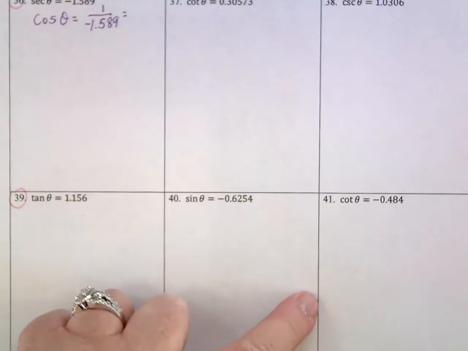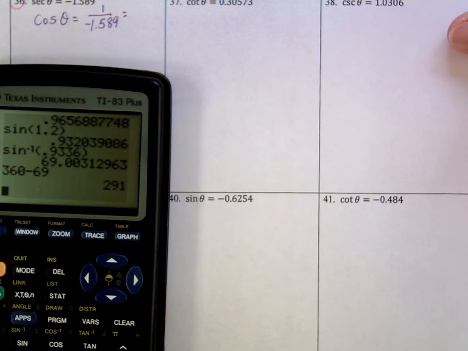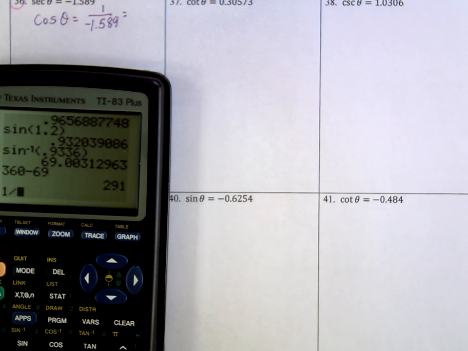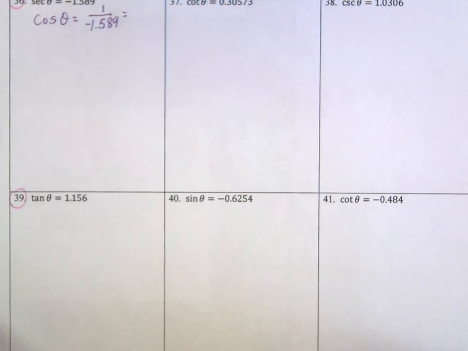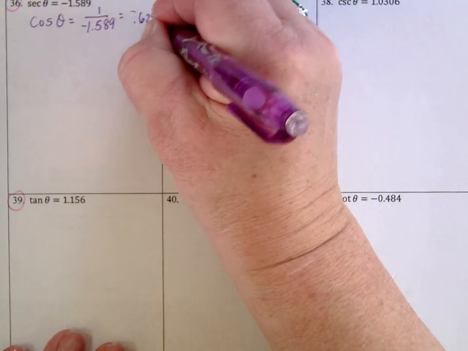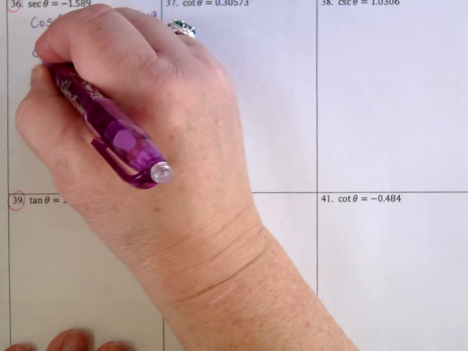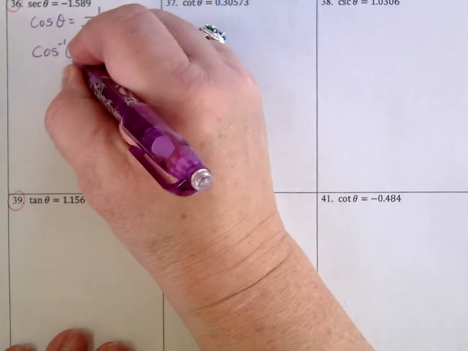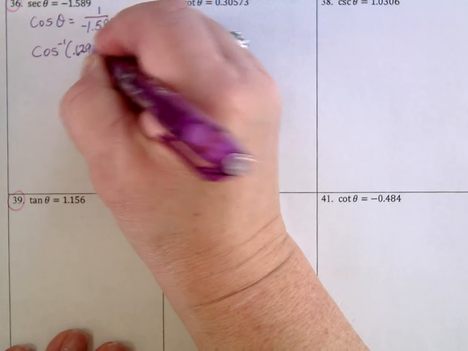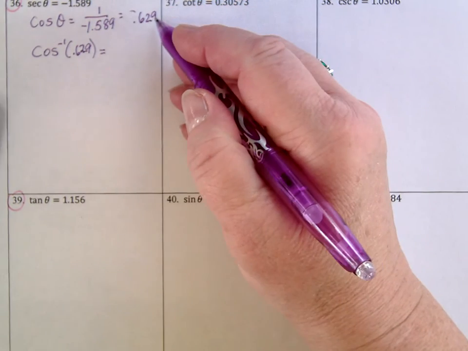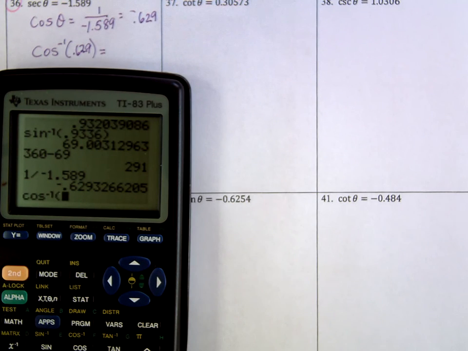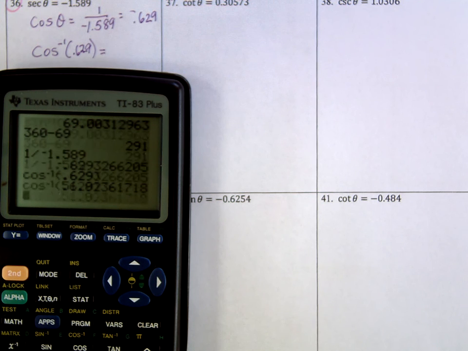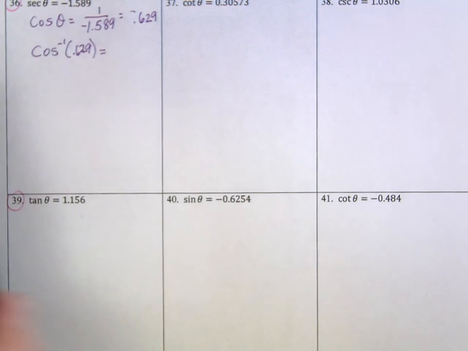And again, we did some of these in the intro video. So if I do that division, 1 divided by negative 1.589, I get negative 0.629. Now I'm ready to do my inverse stuff. I want to know what cosine to the -1 is of 0.629. Remember, the negative is just telling me what quadrants I'm going to put it in at the end. So second cosine, and I put in 0.629, and out pops 51 degrees. Now 51.02, that's close enough. I'm just going to use rounding rules and call it 51 degrees.